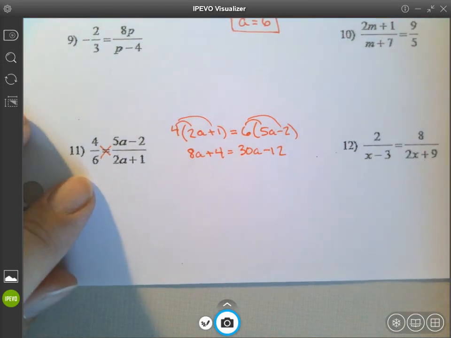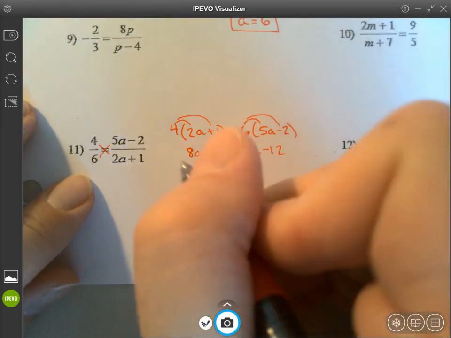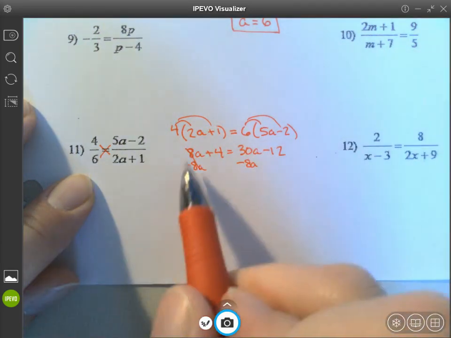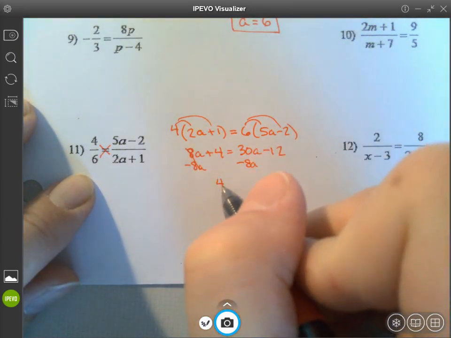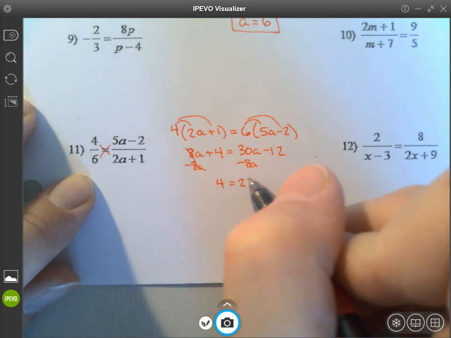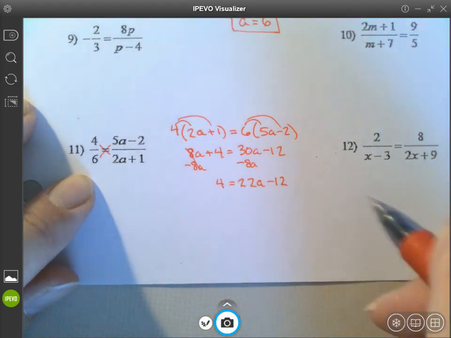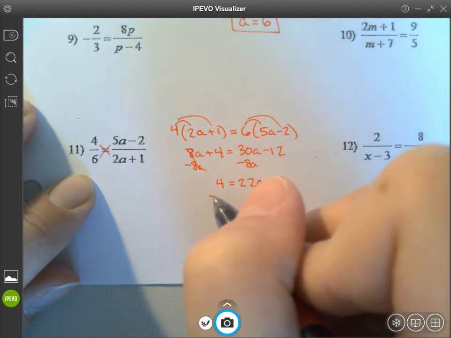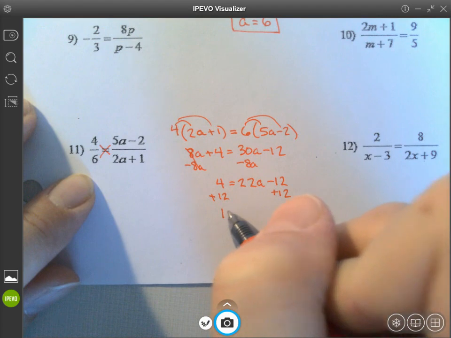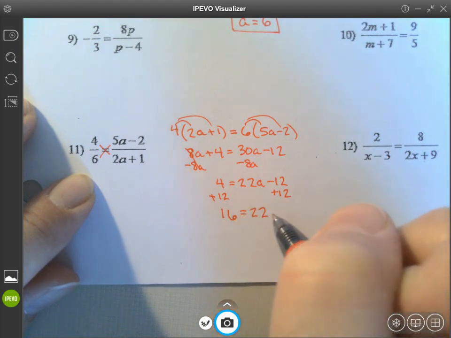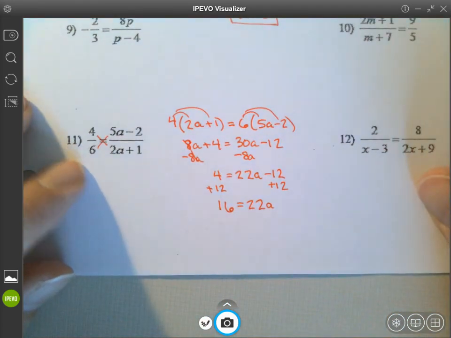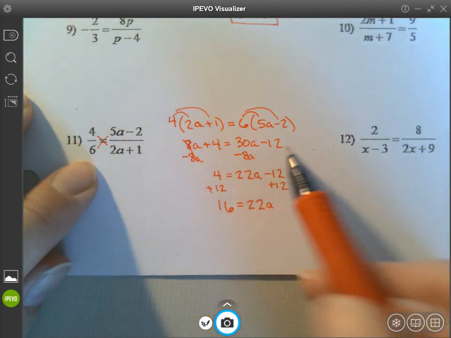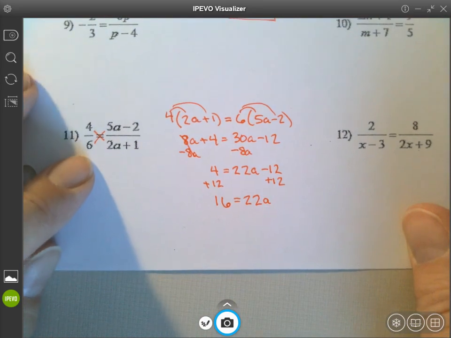Okay, so if you're a person who likes to keep the a positive, I'm guessing you would want to move the 8 over here by subtracting. Make sure you change the signs to cancel it. 4 equals 22a minus 12. Then since a is over here, that makes sense to leave it and pull the 12. Oh, this one's not very pretty either. Double check my math and make sure I'm good here. That'd be 8a plus 4, 30a minus 12. Yeah, I think we just have some not so pretty problems.